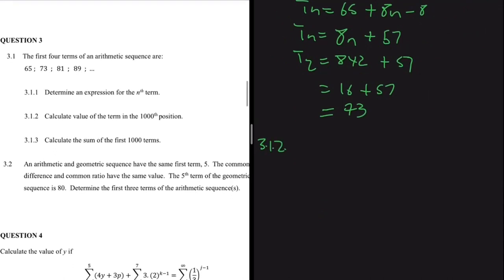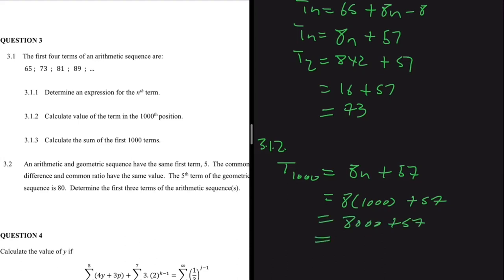3.1.2 says let's calculate the value of the term in the 1000th position. So we want T1000. So T1000 will be equal to 8n plus 57. In place of n, we're going to put 1000. So this will be equal to 8 multiplied by 1000 plus 57. So 8 by 1000 is 8000, right? Plus 57. So we have 8057. And then that's our 1000th term.